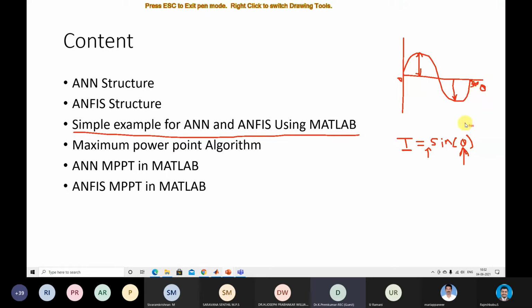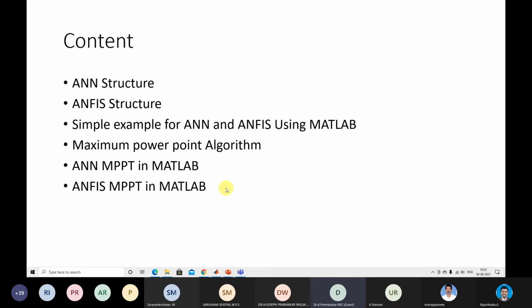So first we need to collect the data, and then after collecting the data, you have to generate the target using this formula. After collecting the input data theta and the target, you use this data for training of AIN and ANFIS. After the training process, you can use the AIN and ANFIS for generating the sinusoidal waveform. So let's start with the Matlab implementation.